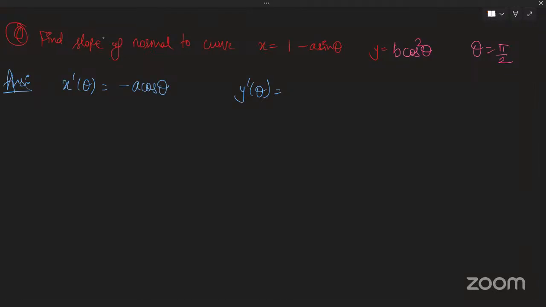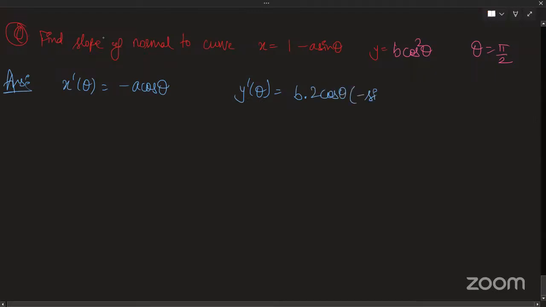Minus 2b sin theta? No. B into. Now you have got cos square theta. How do you differentiate cos square theta? 2 cos theta into minus sin theta. Yes, this is correct. 2 cos theta into minus sin theta. Now it is correct.